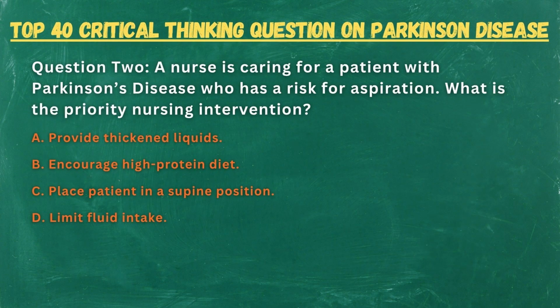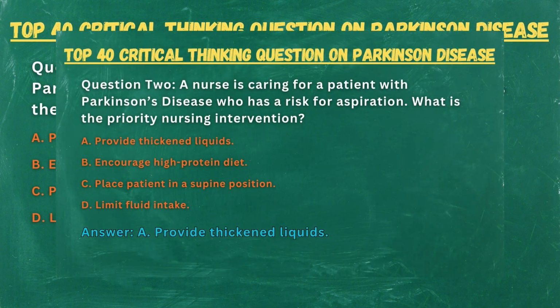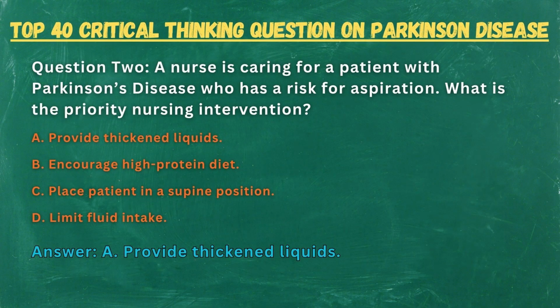Question 2. A nurse is caring for a patient with Parkinson's disease who has a risk for aspiration. What is the priority nursing intervention? A. Provide thickened liquids. B. Encourage high-protein diet. C. Place patient in a supine position. D. Limit fluid intake. Answer: A. Provide thickened liquids.